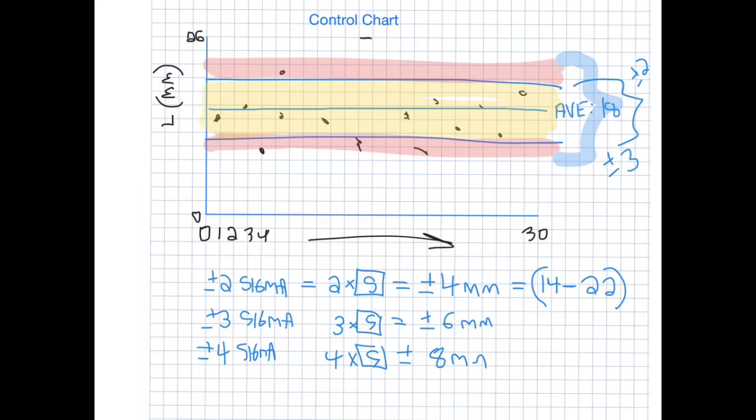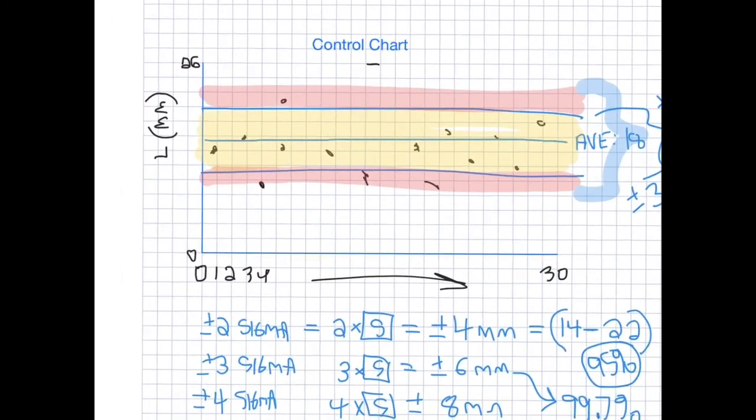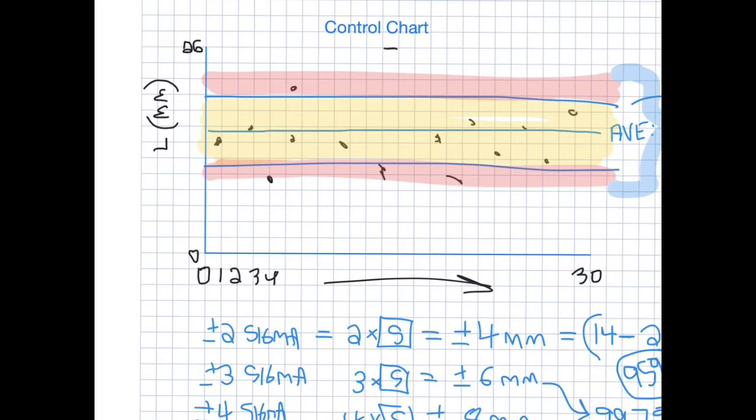Now, what plus or minus 2 sigma means is that it's going to encompass 95% of your data points. The plus or minus 3 sigma is going to encompass 2,700 parts per million, or 99.7% of your data. So, and then that essentially means, since you're only doing 30, probably all your data points will fit in that range.